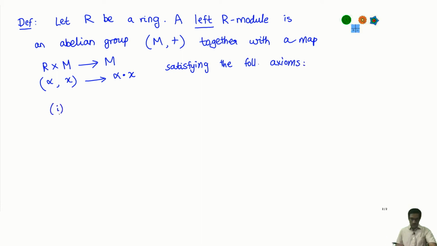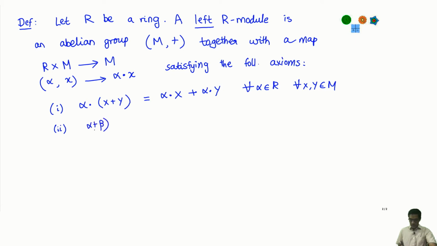Axiom number 1 says, when I take alpha and combine it with x plus y, alpha dot (x plus y) is the same as alpha dot x plus alpha dot y, and this holds for all alpha in R and for all x and y coming from M. Property 2 says, if I look at two elements of the ring, alpha and beta, then (alpha plus beta) dot x is the same as alpha dot x plus beta dot x, for all x in M. So these are some sort of distributive properties.